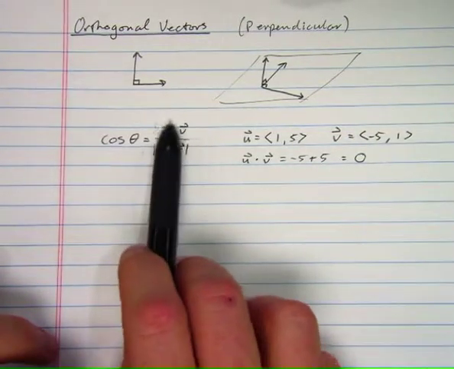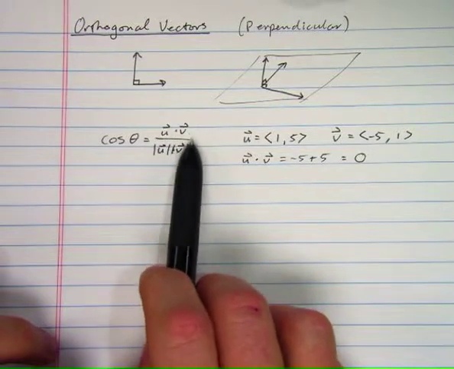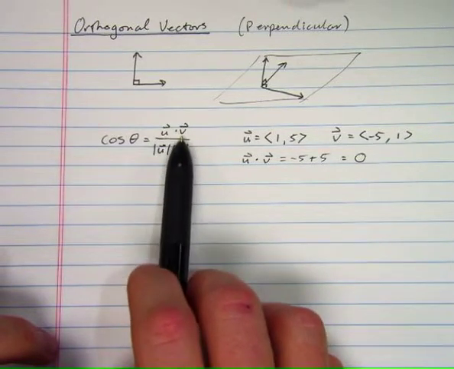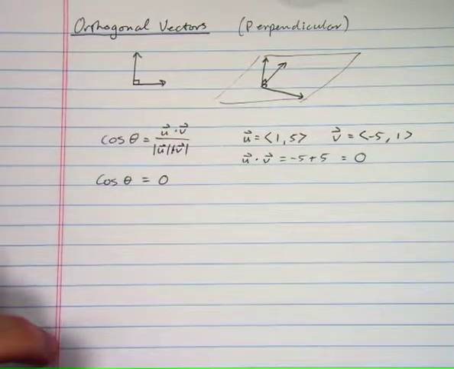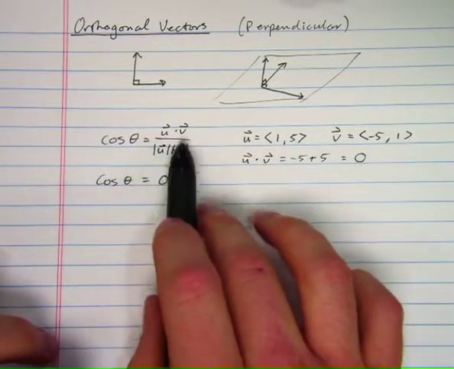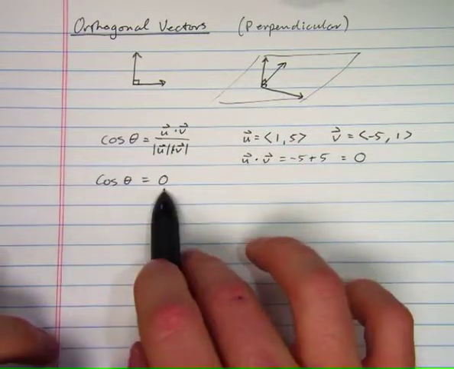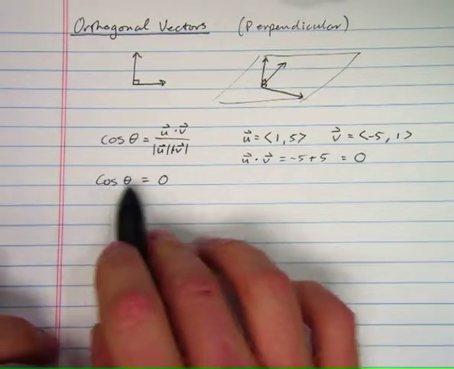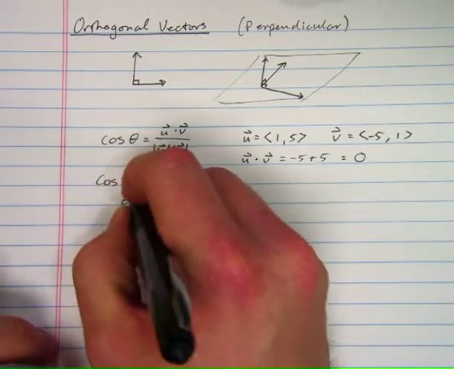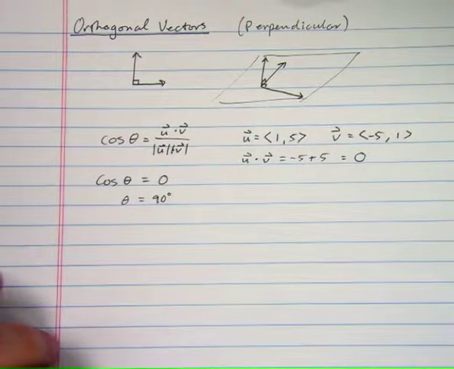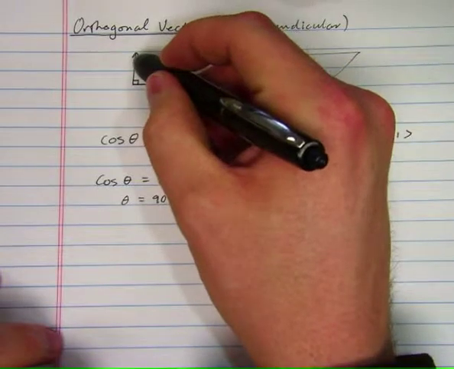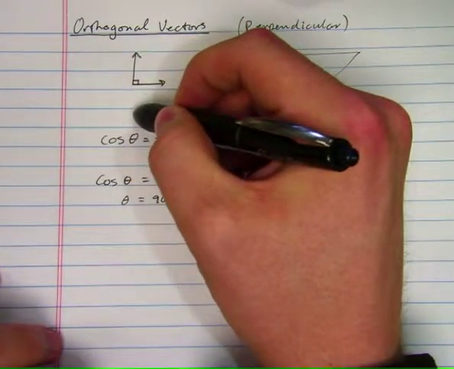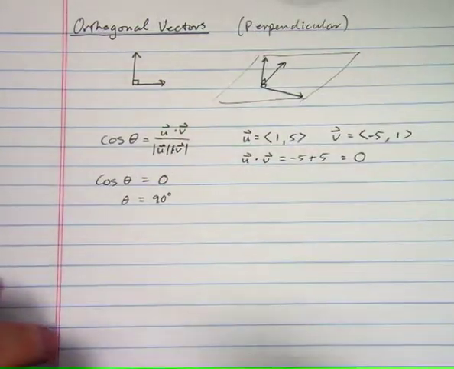Now the thing is, if I put 0 on top of this fraction, it doesn't matter what's on the bottom, 0 divided by anything is still 0. And what happens then is cosine of theta is just 0. So again, it doesn't matter what's on bottom. If the dot product is 0, then this is true. Now when is cosine of theta 0? That's when theta is 90 degrees. Or it could be 270 degrees, but I mean, there's 90 degrees and then 270 degrees. So really, all it's saying is that they are orthogonal.